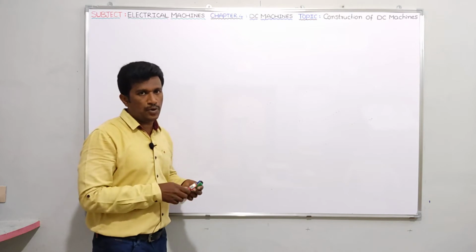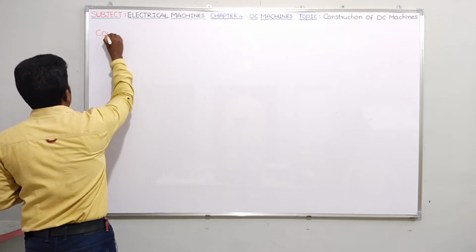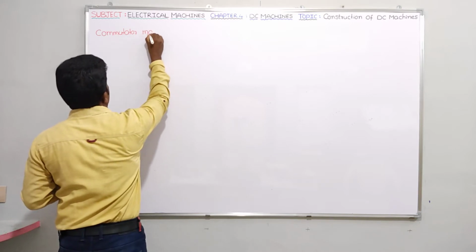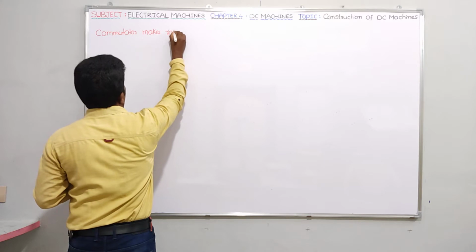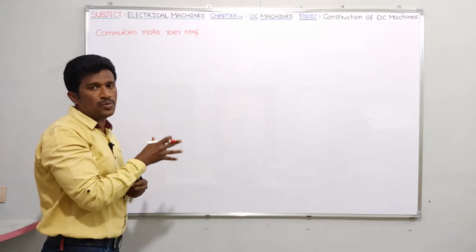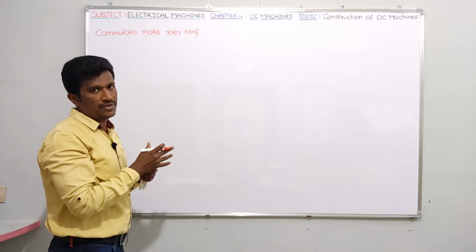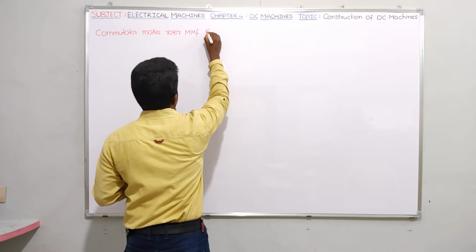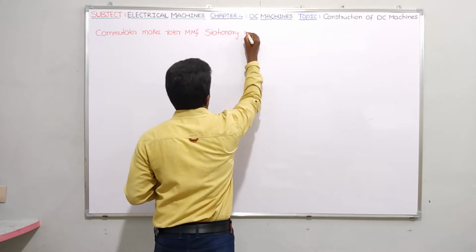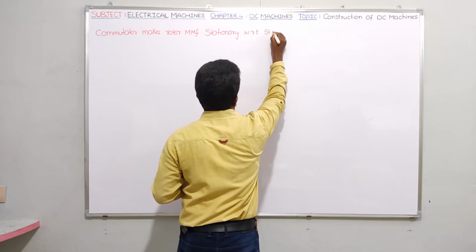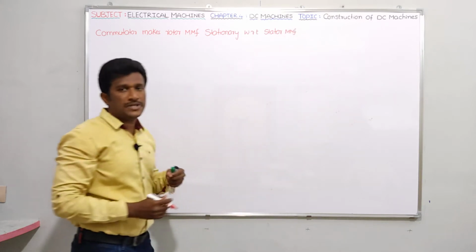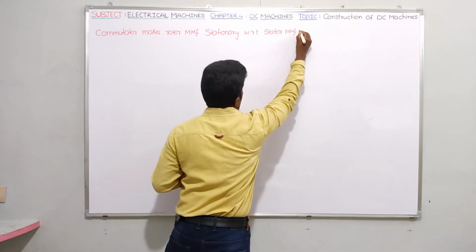First of all, let me write that statement on the board. Commutator makes rotor MMF, or I can say armature MMF also, because in DC machine we are placing armature winding on the rotor. So you can call it rotor MMF or armature MMF, no problem. So commutator makes rotor MMF stationary with respect to stator MMF. Stator MMF can also be called field MMF. You know the reason? Because field winding is placed on the stator. So I am going to give justification for this statement.